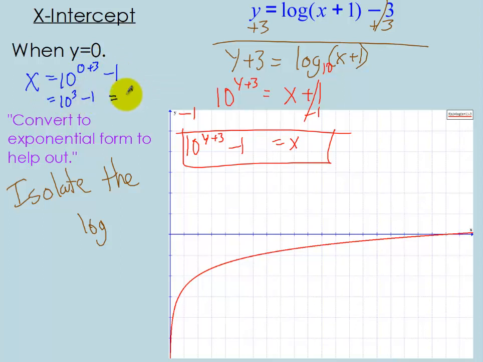Which is going to be 1,000 minus 1, or 999. So way over here, this point actually is the x-intercept. That's actually at (999, 0).